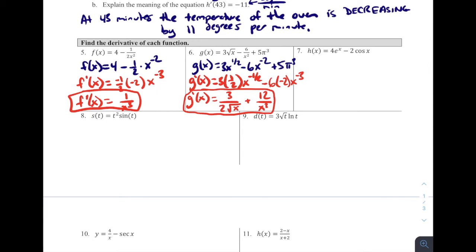All right, number 7. We've got 4e to the x minus 2 cosine of x. This is already written in a form that I can take the derivative of. I don't need to rewrite this. So let's jump right into this.